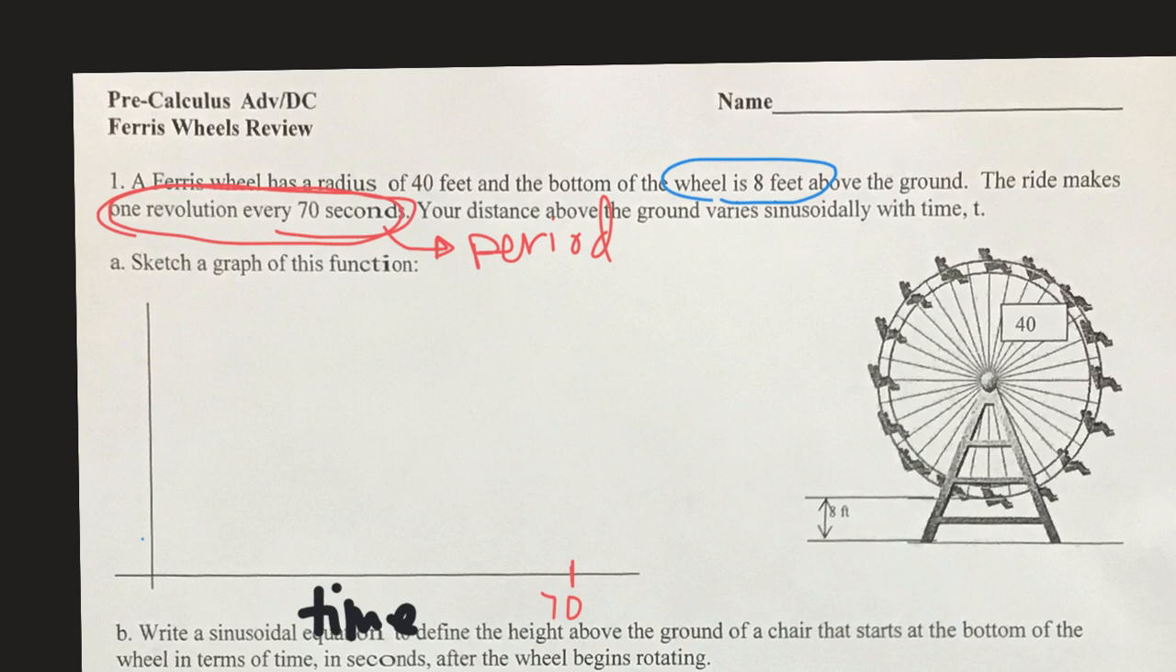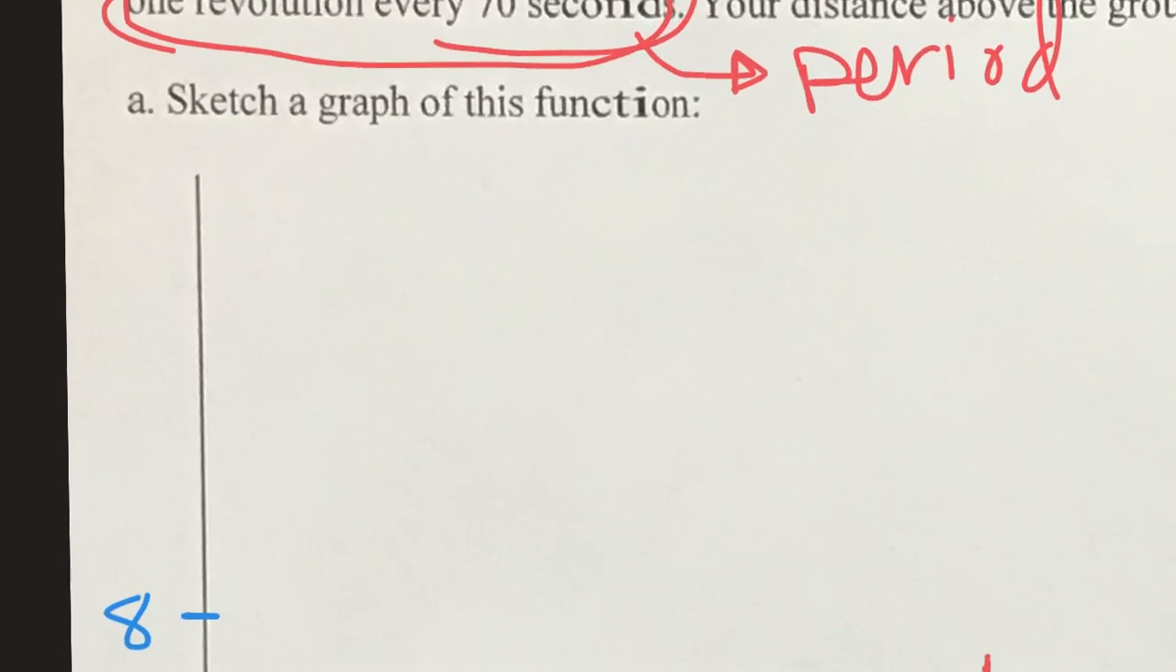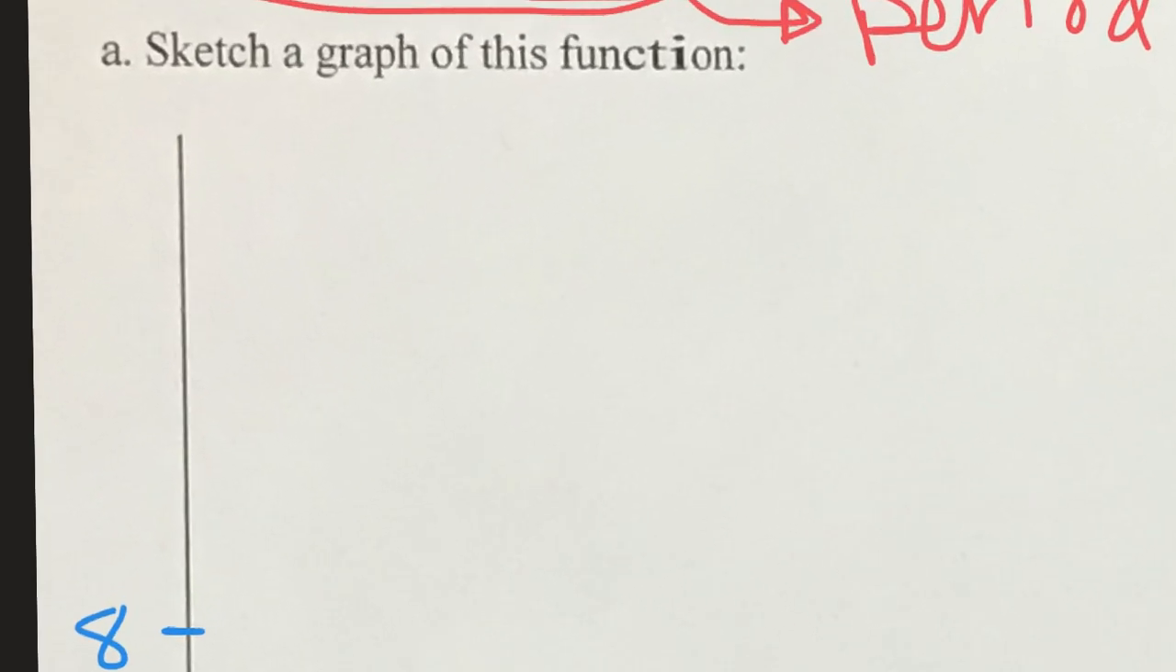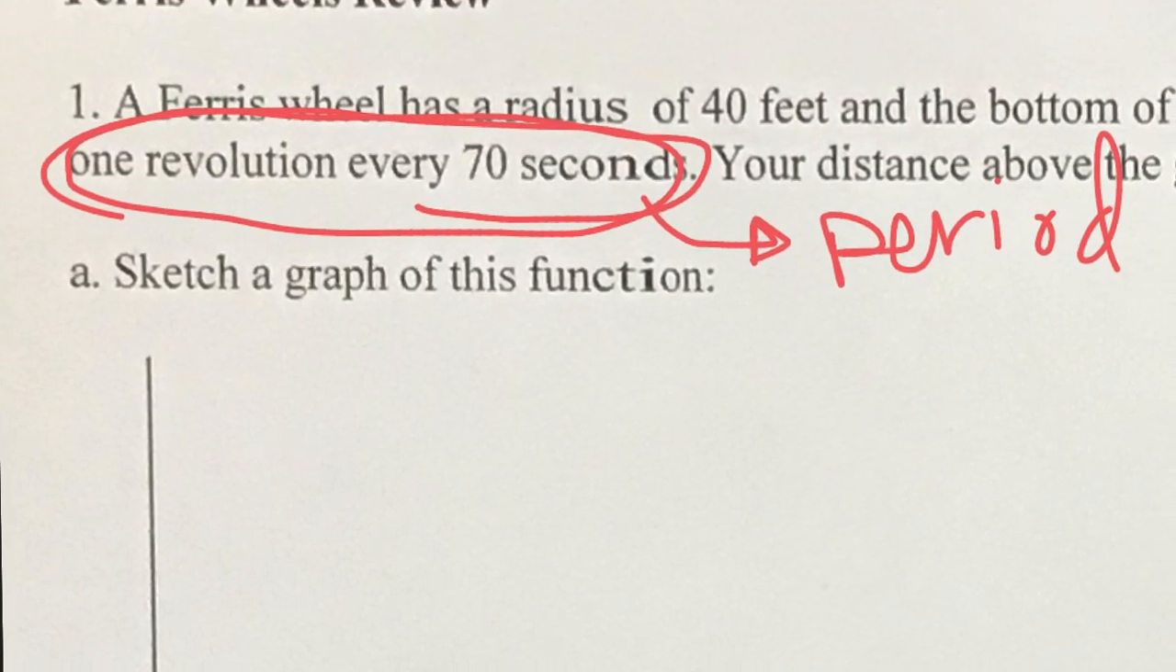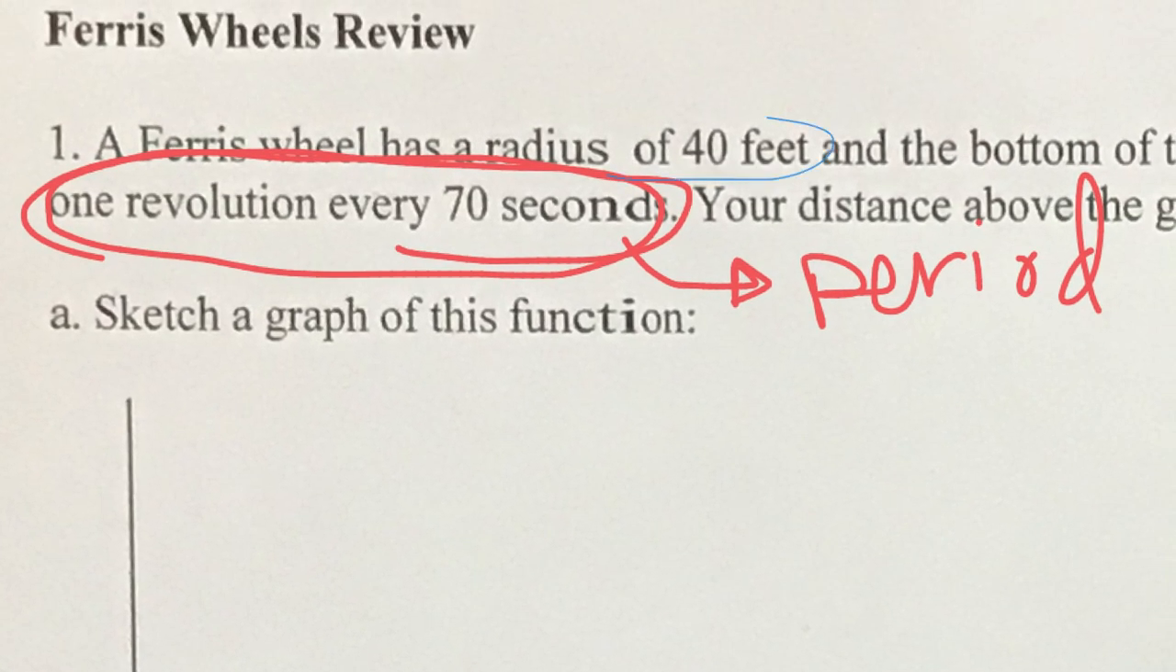So this is your height axis. So we're going to put our first tick mark there on the y-axis and call it 8. That is our first height. And now we're going to put 2 more that involve the radius. So we have a radius of 40 feet.